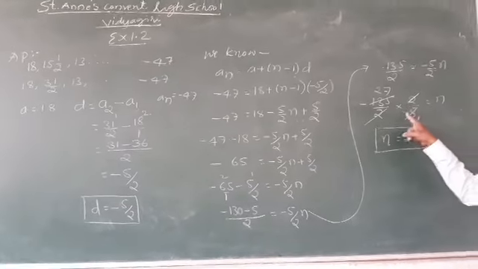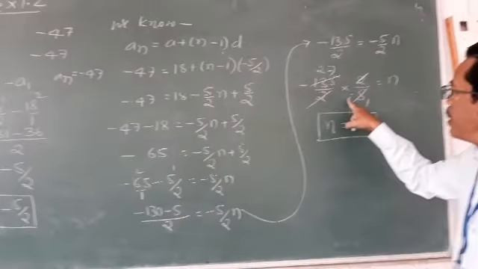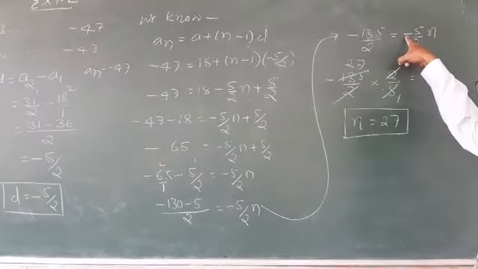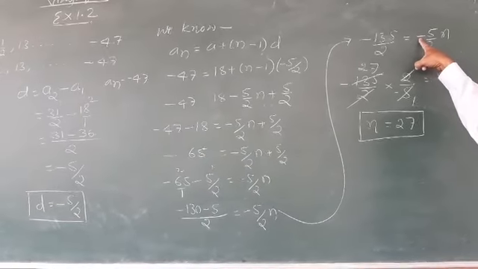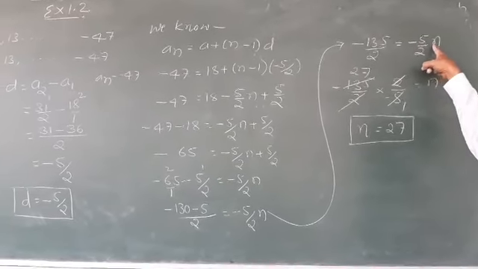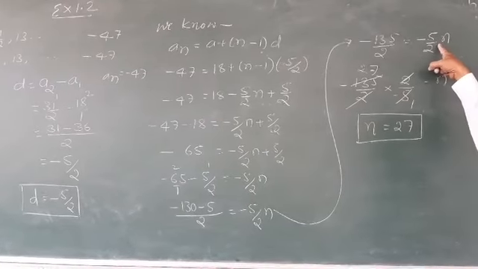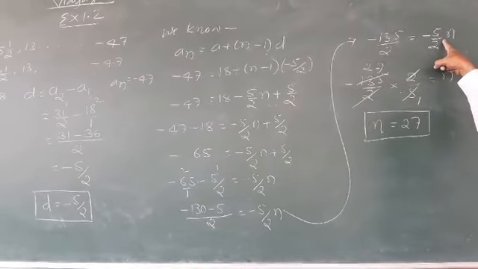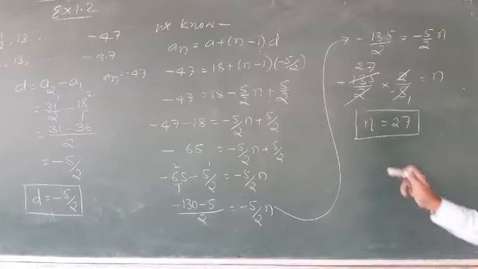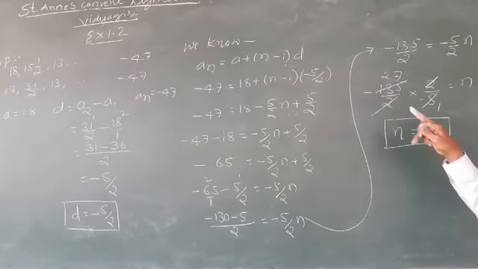See here, minus into minus becomes plus. So here during the transformation there is no change of sign because that is the coefficient of n. So there will be no chances of changing the sign. So n equals 27.